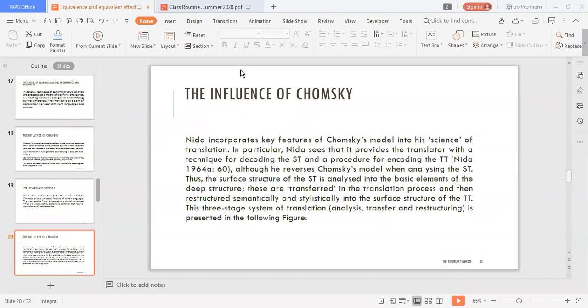So what will help us is basic knowledge about this transformational generative grammar model. If you have the general knowledge, then it will help us to analyze the source text, and also we can translate it into the target text properly. So that's how you see decoding the source text and encoding the target text. Decoding means to analyze the meaning of the source text, and to encode means to get that meaning and transfer that meaning into the target text.